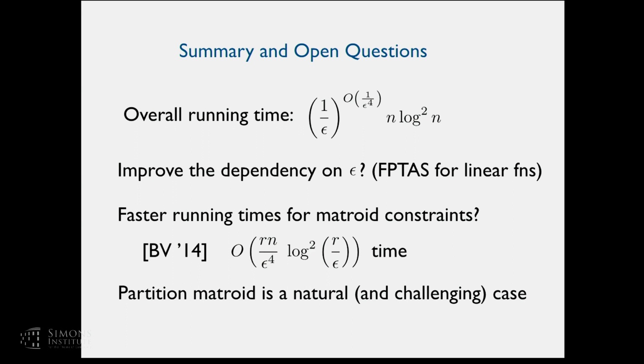And of course, the knapsack constraint is only a starting point. We looked at it specifically because it seemed to be one of the simplest settings where understanding the quadratic barrier seemed to require a lot of work. We're very much interested in matroid constraints as well. So I think this is a very interesting question. How do we go beyond quadratic for matroids? And even partition matroid is open.